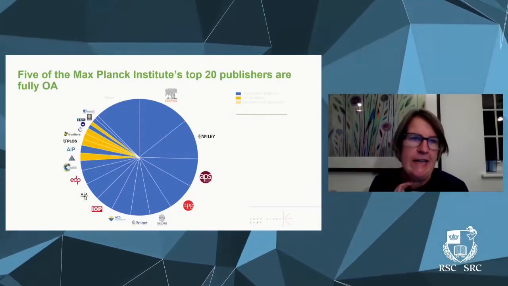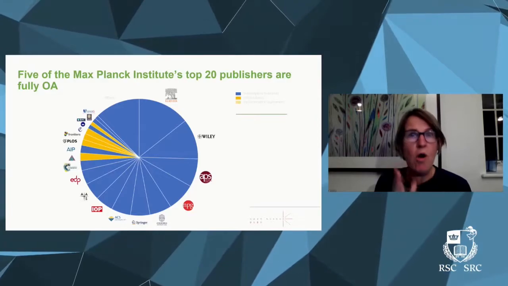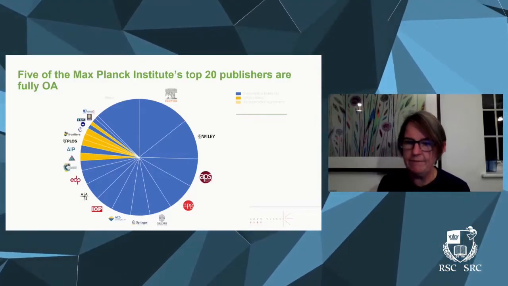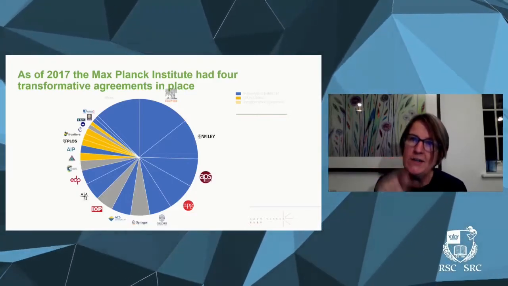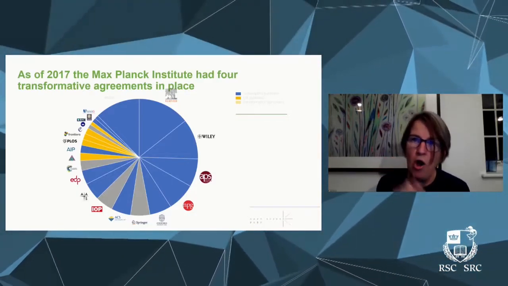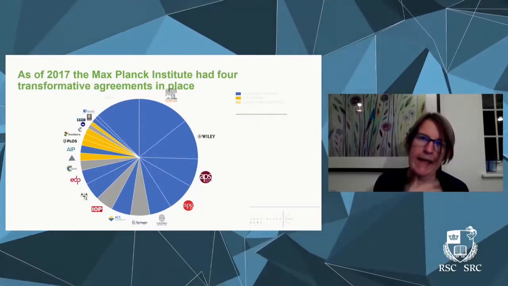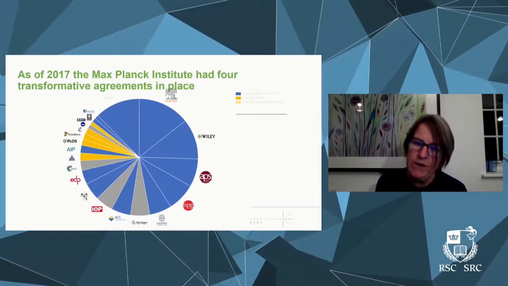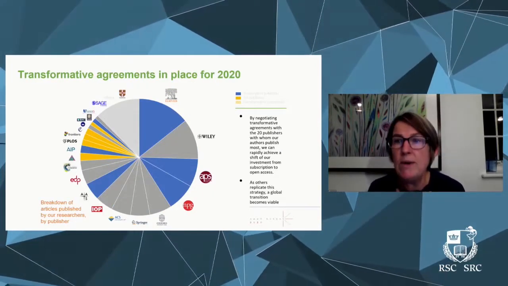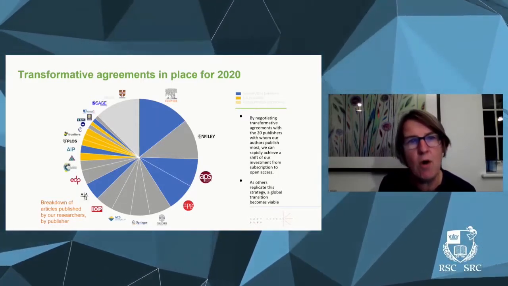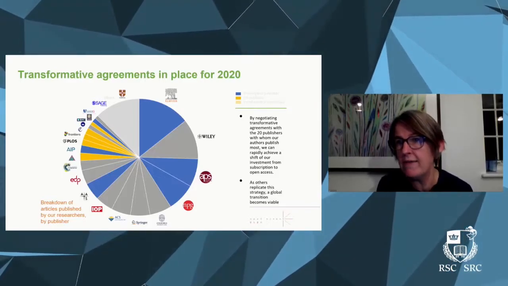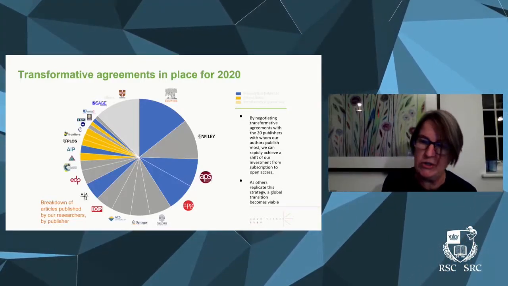They immediately could see that some of their top 20 publishers were already fully open access, job done. And then they set about trying to enter into open access agreements with all of the rest of the top 20. In their first year, they made a few inroads. By 2020, this year, they had completed most of the segments and they were already beginning to do agreements with small and medium-sized publishers.